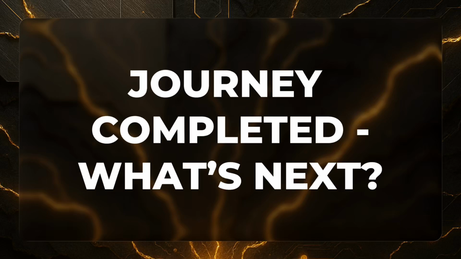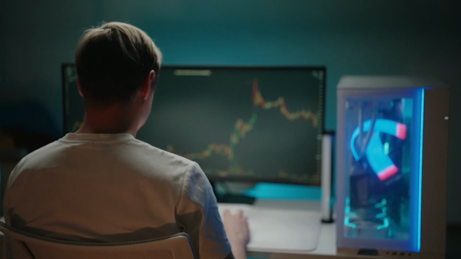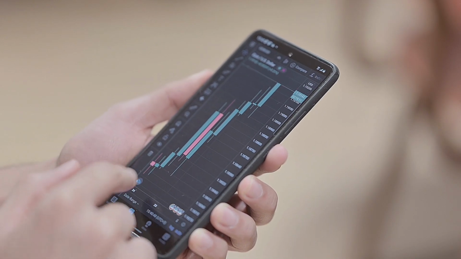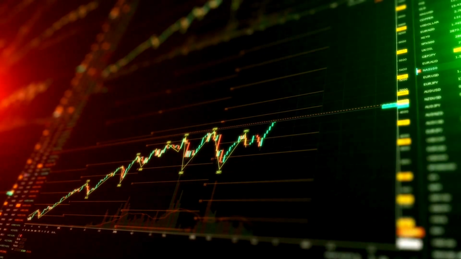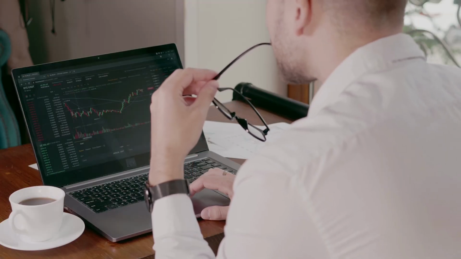Journey completed. What's next? By this point, you've completed the entire journey from basic market understanding to building your own trading system. Now you have market structure understanding, the ability to determine trend and flat, skill working with levels and zones of interest, understanding of price behavior and patterns, a clear entry algorithm, and risk management rules.